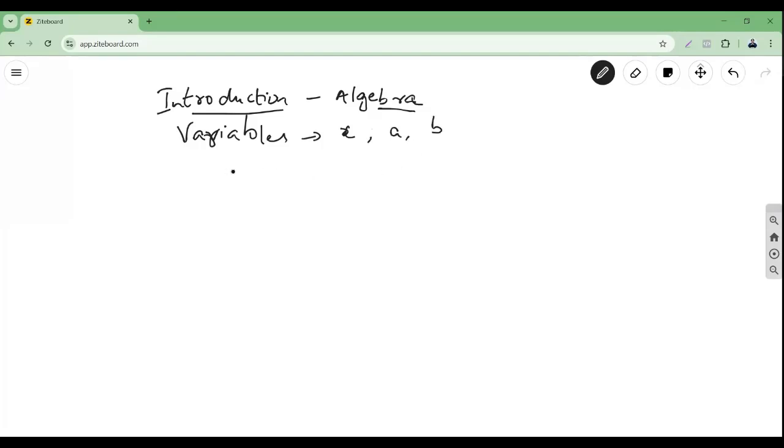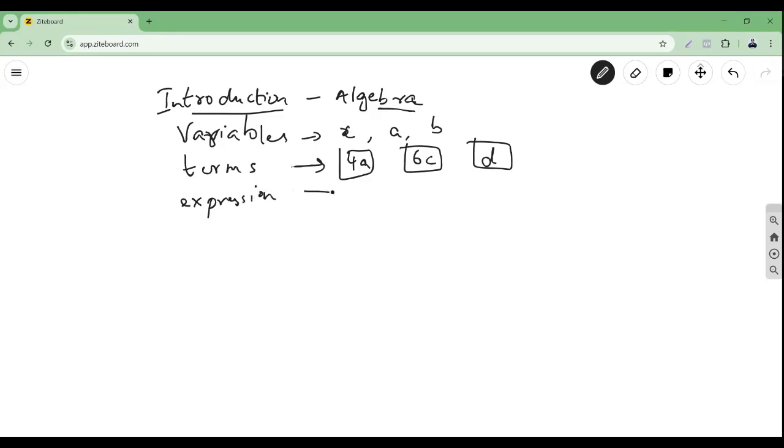And we learned about terms. Terms means what? We learned it is like 4a or 6c or just d. These are all called terms. And we learned what are expressions. Expressions means when one or more terms are joined together by addition or subtraction. Okay, like for example, 4a minus 6c plus d. This is an expression.